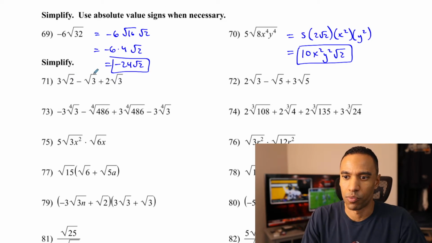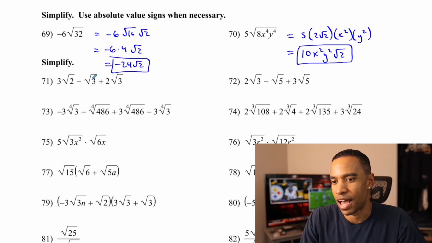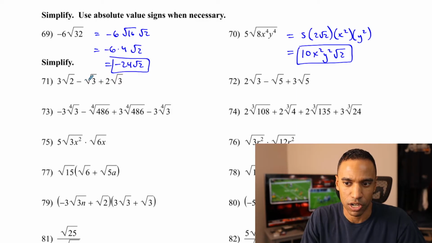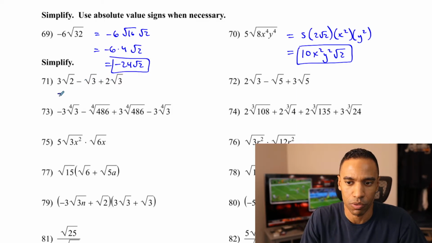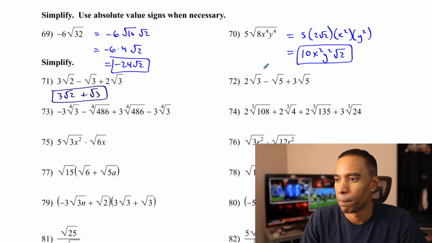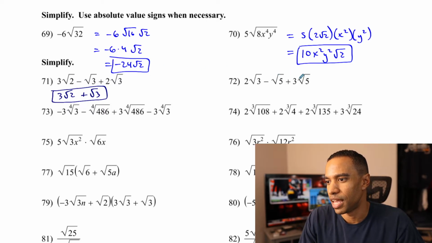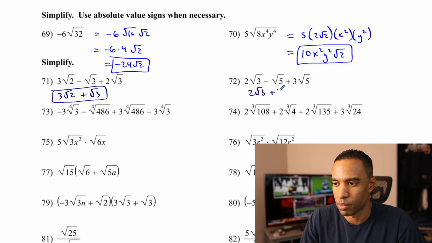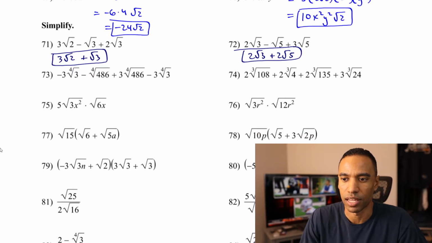All right, number 71, simplify. I have nothing to simplify as far as radicals go, but I can combine like terms. -1 root 3 plus 2 root 3 is 1 root 3. So 3 root 2 plus 1 root 3, and that's all we get. We're done with that problem. Same thing right here. -root 5 plus 3 root 5, that's 2 root 5. So this is 2 root 3 plus 2 root 5, and we're actually done with that problem as well. Good, I need some problems like that.